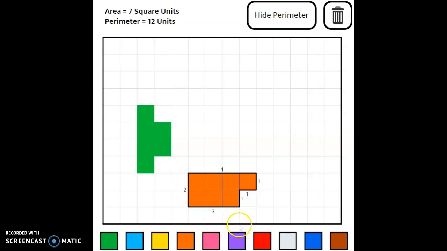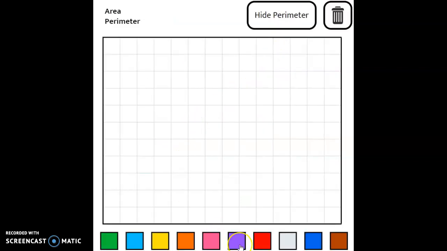Now I want to challenge myself and I want to try finding 2 shapes that have the same area but look different, okay? So I think of my multiples. Let's try the number 12, okay? So I'm going to find an area of 12. Well, I know that, let me go ahead and clear this. I know that 3 times 4 equals 12. And I know that 2 times 6 equals 12, okay?